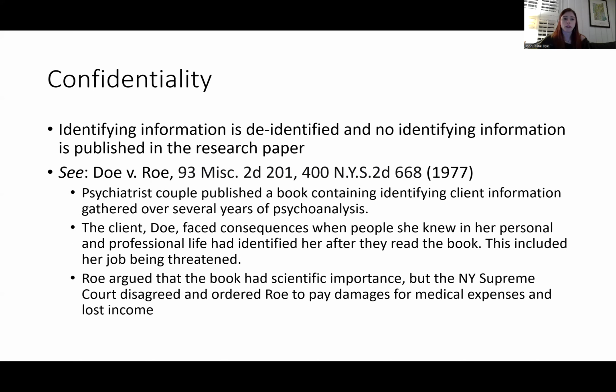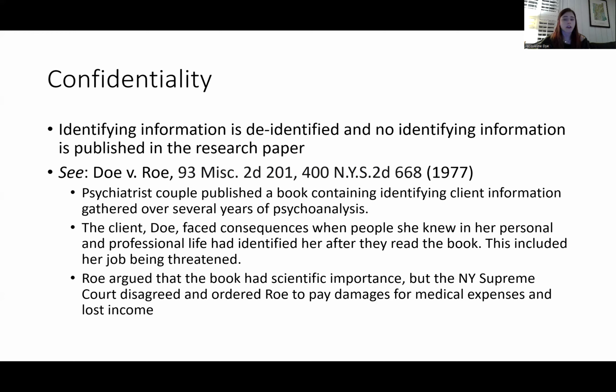So first, getting into confidentiality. It's important that any identifying information about a participant is de-identified. So a person might be assigned a code, like a list of numbers, and that's their participant number rather than a first and last name. Other identifying information could be a date of birth, a place of birth, an address, a telephone number. And none of this information can be published in the research paper.